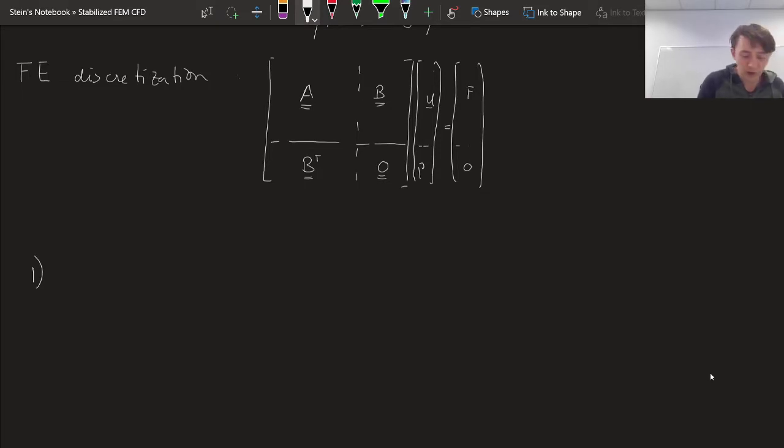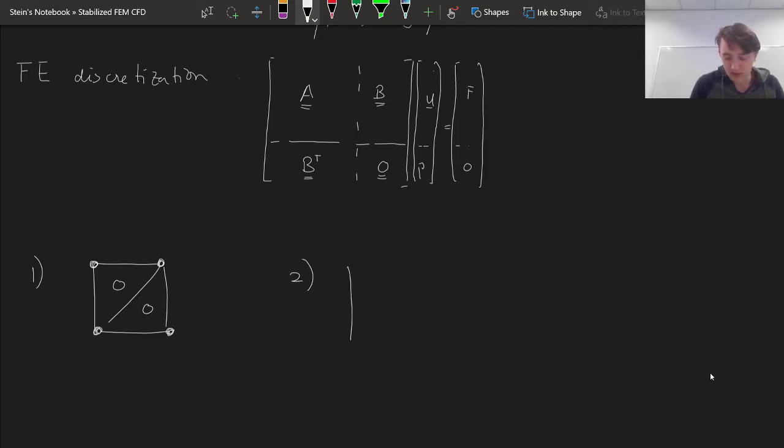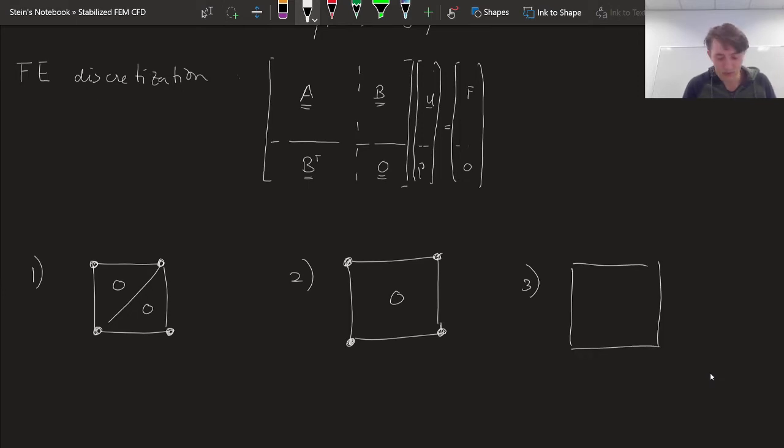I'll start with a discretization that is characterized by this schema. And I'll tell you in a second what that means. The second one that we'll look into are going to be elements that are characterized by these drawings. And the last one is going to be a mesh with these kind of elements.